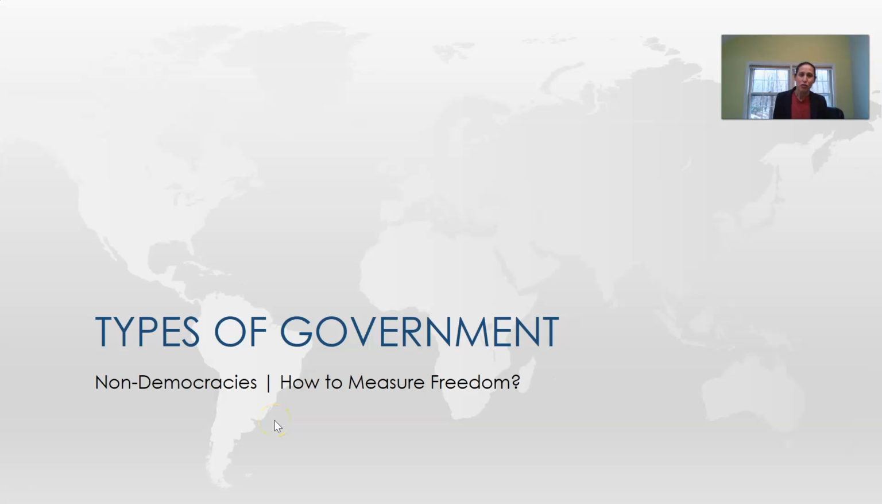Hello again. So in the first part of this segment, I talked about democracies, direct democracies, and republics. But as you know, there are other types of governments around the world. Generally, we can put them in the category of non-democracies, right? And so in this mini lecture, we're going to discuss some types of non-democracies and talk about how we measure freedom, or how we measure if a country is democratic or how democratic a country is.